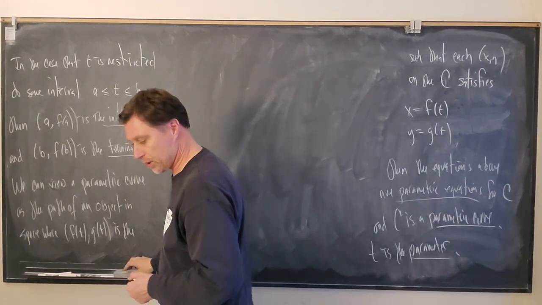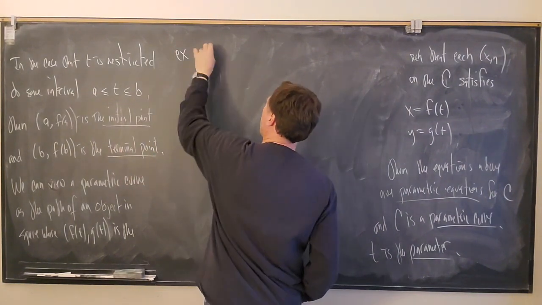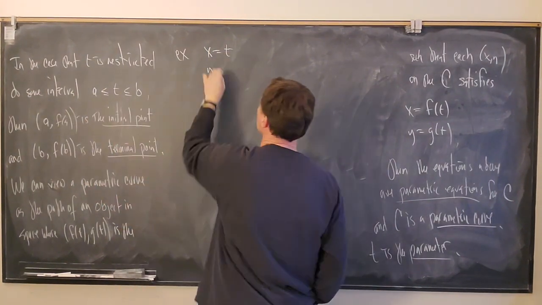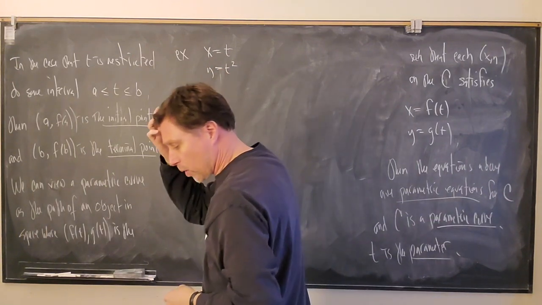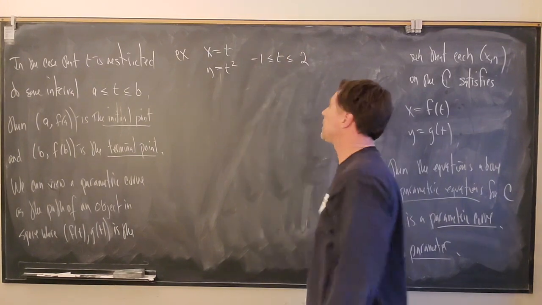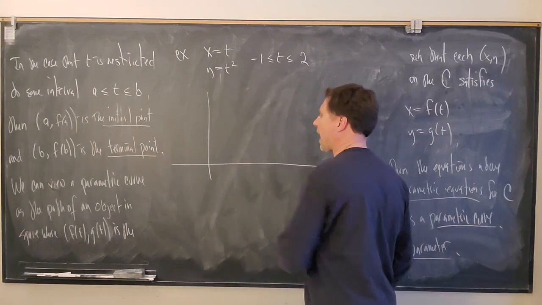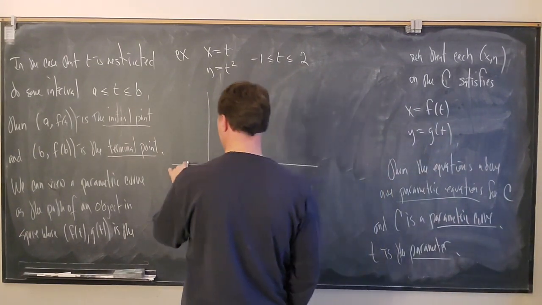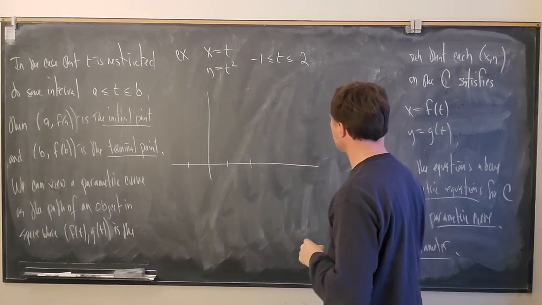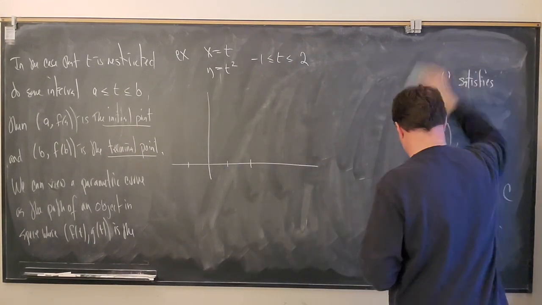So let's just look at an example here. Here are my equations: x equals t and y equals t squared. And here, we're going to require that t stays between -1 and +2. Now, to get a feel for how this curve behaves, what I want to do is just plot some points. And let me make a little table next to here to see what's going on here.